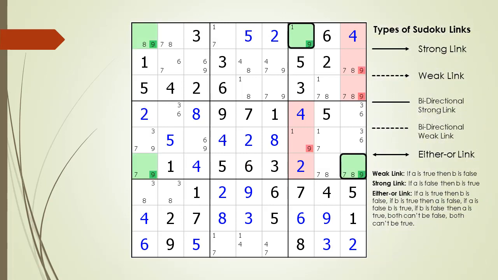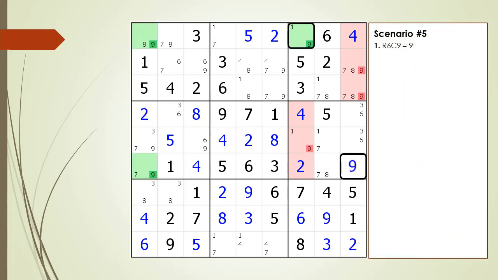Here is the last scenario, which is scenario number 5. This time we have a value of 9 in cell 6, 9 as shown. With cell 6, 9 having a value of 9, all the target candidates in the kill zone are killed.